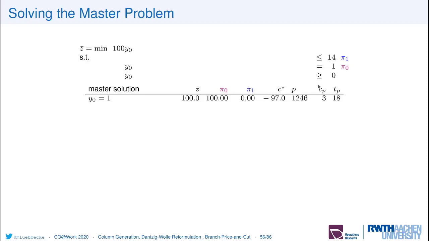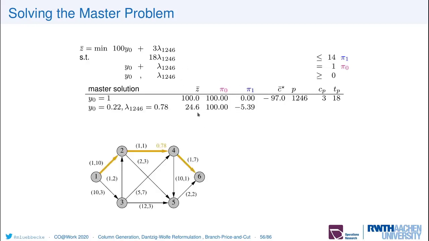Now there is a negative reduced cost variable, so we add it to the restricted master problem and re-optimize. We get the new objective function value, a new solution, and the solution is depicted here. So it's still not feasible for the original problem. It uses this path at a certain amount, but it cannot fully use it because it's too long. So in terms of time, it's 18 time units long. I can only use 14, so I cannot fully use this path. I still have to use the artificial variable here.